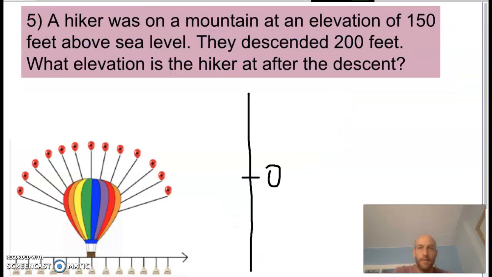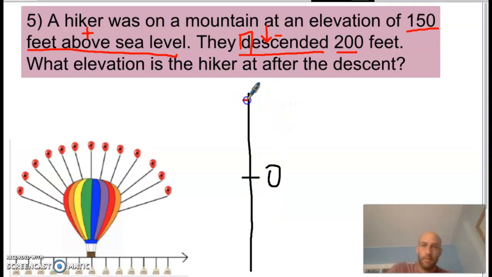All right, let's try number 5. A hiker was on a mountain at an elevation of 150 feet above sea level. So 150 feet above sea level means we're above the ocean. That means we are at positive. They descended, there's that word again, descended means goes down or subtract 200 feet. So first of all, I'm thinking if we're 150 feet above the ocean and I go down 200 feet, that means I'm going to be below the ocean. So I should have a negative answer.